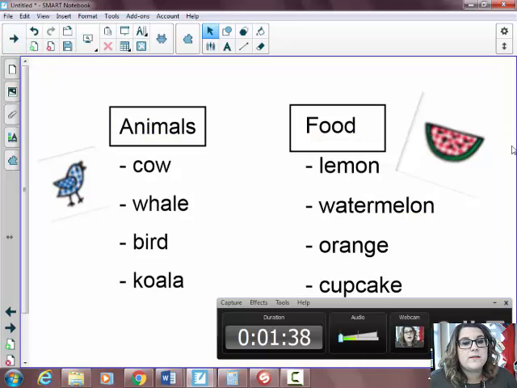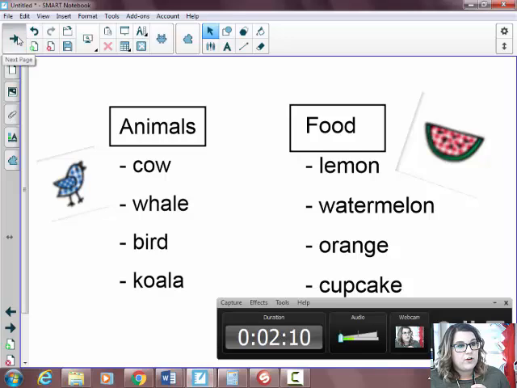We can do this using boxes and bullets, just like we categorized our pictures. I could have an animals box with the bullets of cow, whale, bird, koala. I could have a food box with the bullets of lemon, watermelon, orange, and cupcakes. So we look for the bigger categories, the main ideas, and then we categorize with bullets from there. So we're going to be pointing out some pop-out sentences today because not all texts are organized for you. Sometimes we need to organize them ourselves, like we did with the pictures.